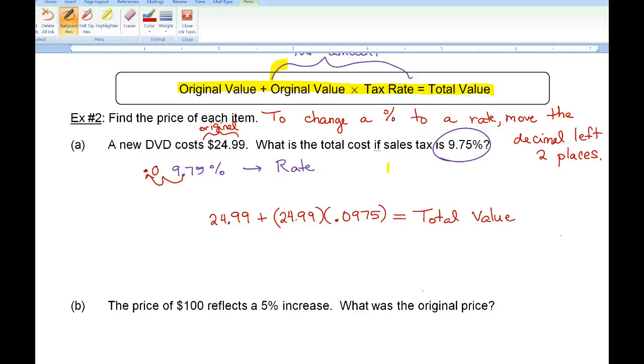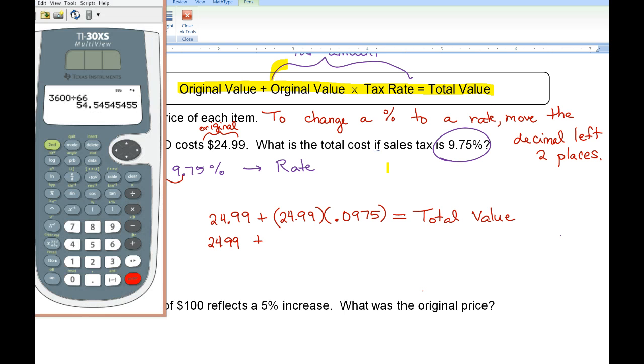A percent of the number. Right, so here I have $24.99, and now on the calculator, you guys do need your calculators for this lesson, so $24.99, and I'm going to multiply that by 0.0975. Be very careful. Is there a decimal in 24.99? Yeah, there's a decimal right there.